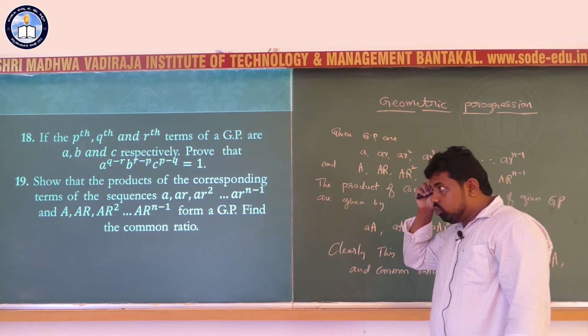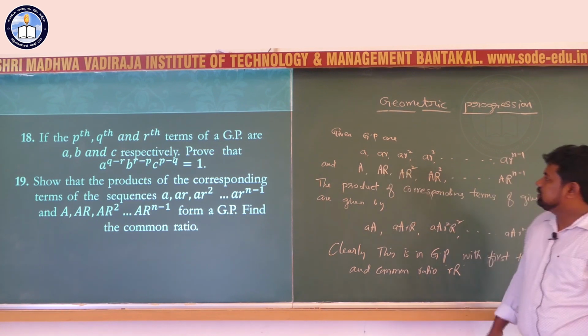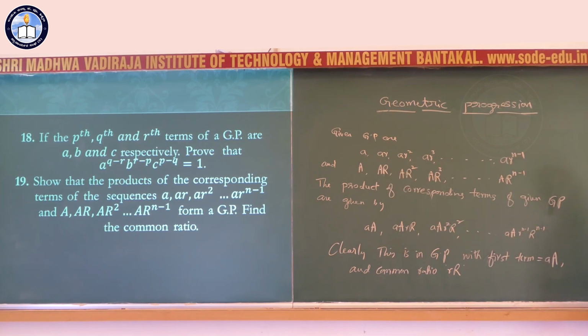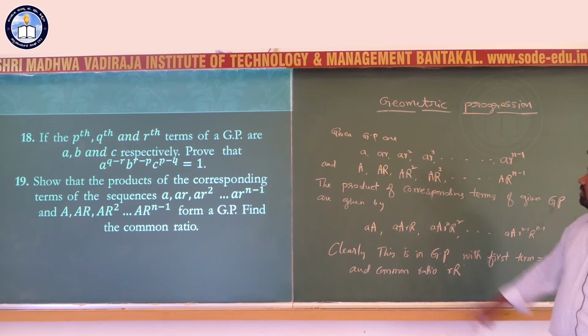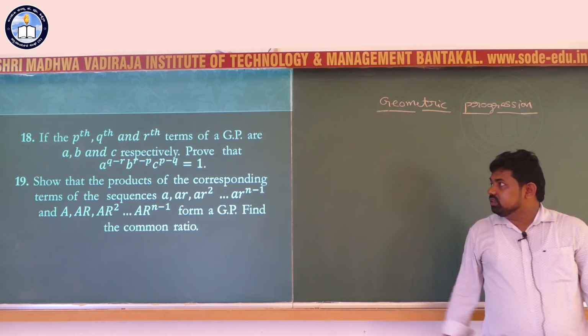Therefore, suppose two geometric progressions are given, then the product of corresponding terms also forms a geometric progression. But if we add the corresponding terms of the GPs, the resulting sequence is not in GP. The product of the corresponding terms of the given GPs forms a geometric progression, and its common ratio is the product of the common ratios of the given geometric progressions. Next problem.